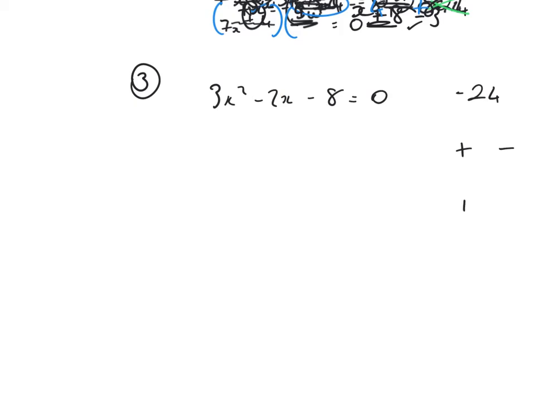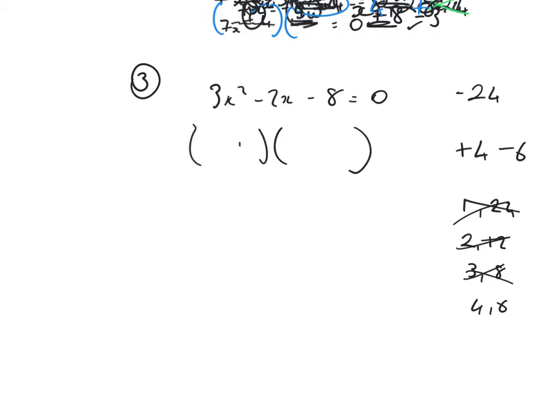Combinations for 24: 1 and 24, 2 and 12, 3 and 8, 4 and 6. Which pair can I use to plug in here that will add together to give minus 2? Well, that's definitely going to be 4 and 6: plus 4, minus 6. 4 times minus 6 is minus 24, and 4 minus 6 is minus 2.